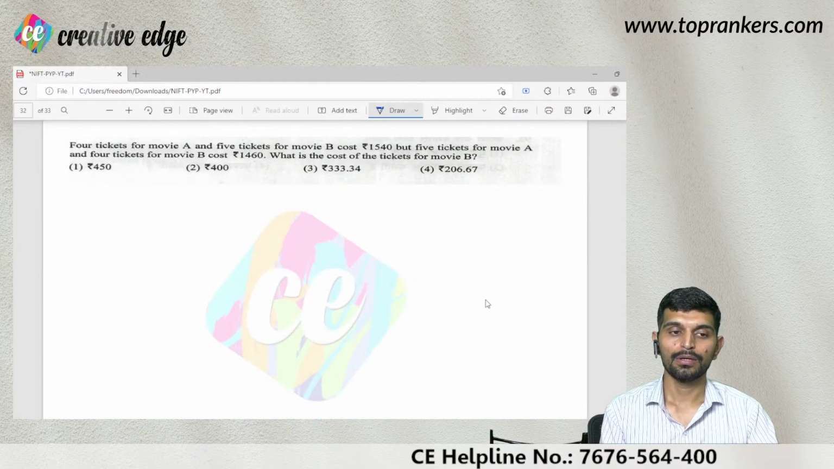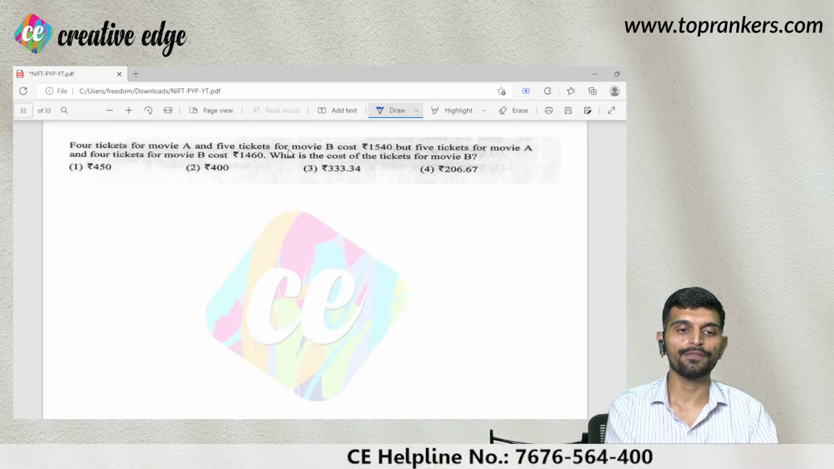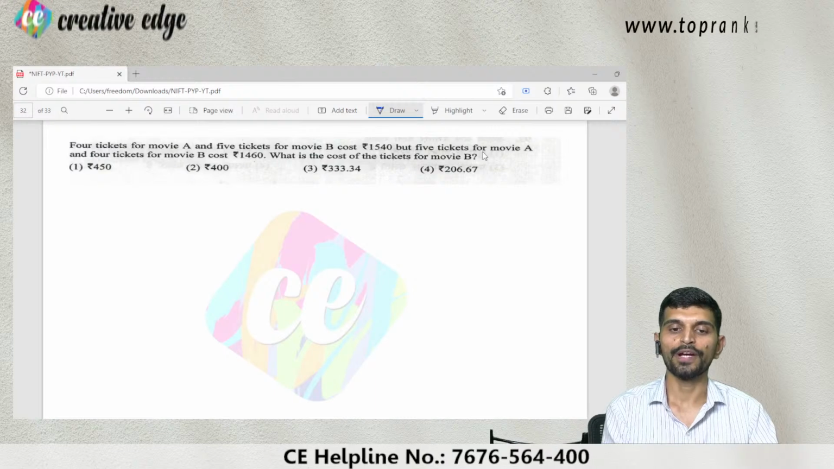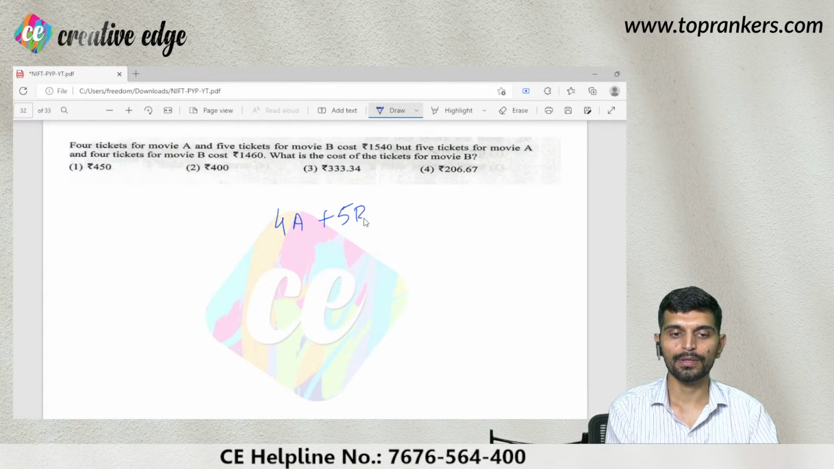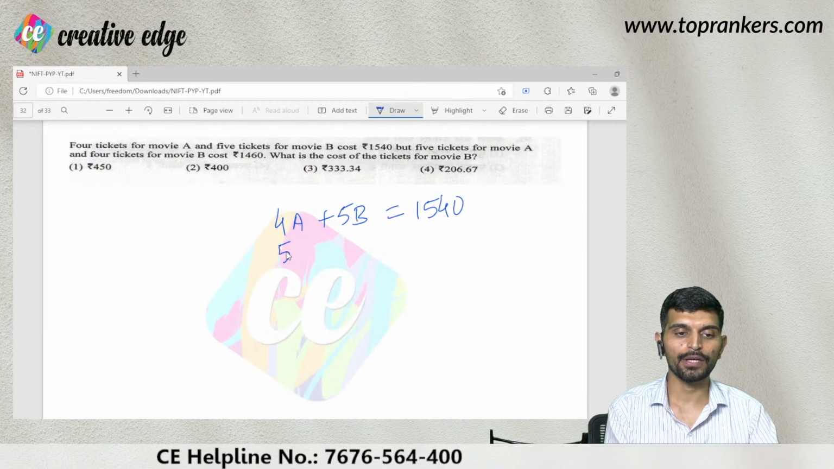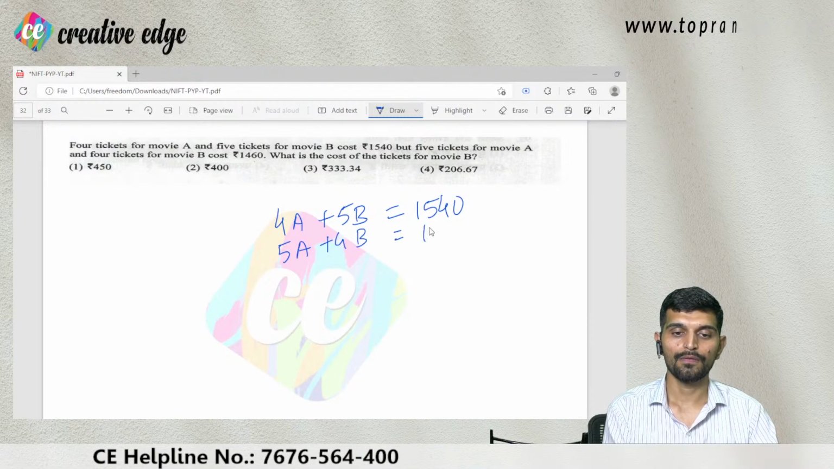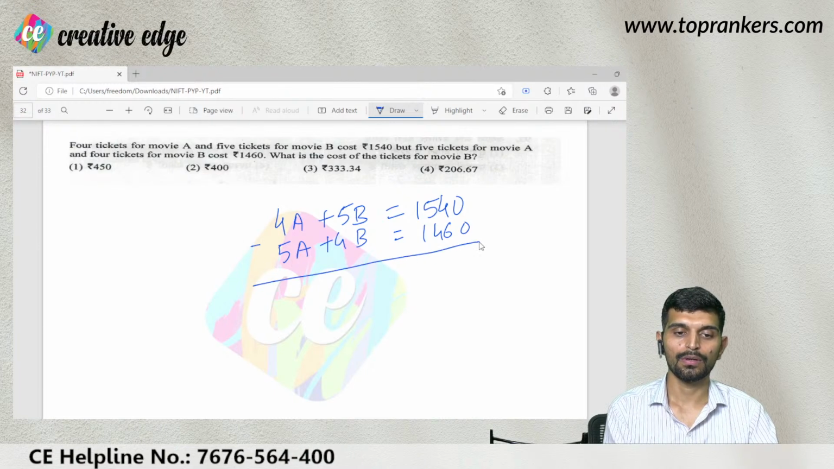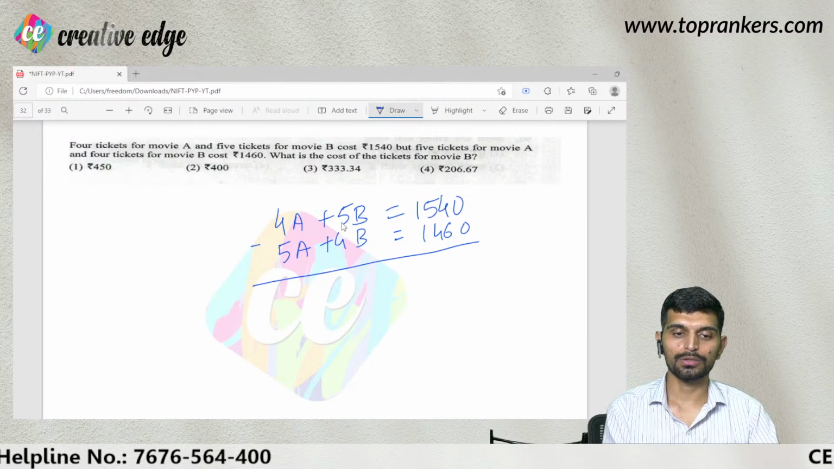Next, 4 tickets for a movie A and 5 tickets for movie B cost rupees 1540. 5 tickets for movie A and 4 for B cost 1460. So 4A plus 5B is 1540, and 5A plus 4B is 1460. So what is the cost of movie B?